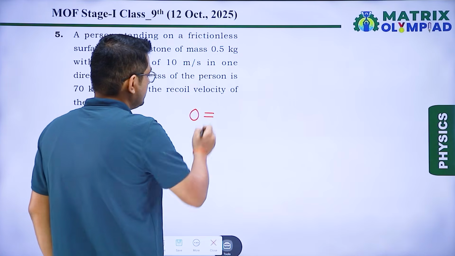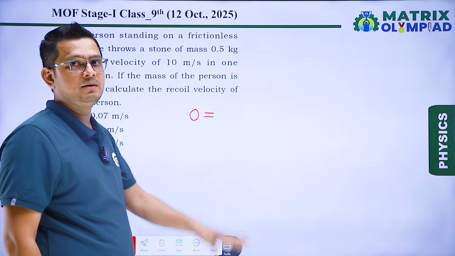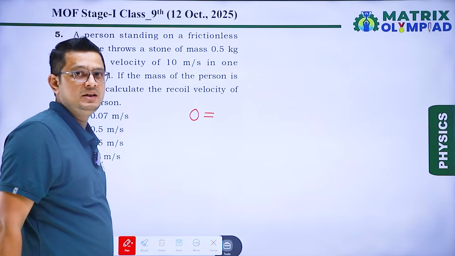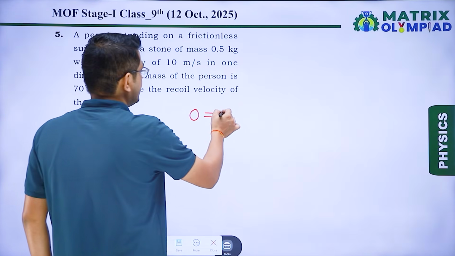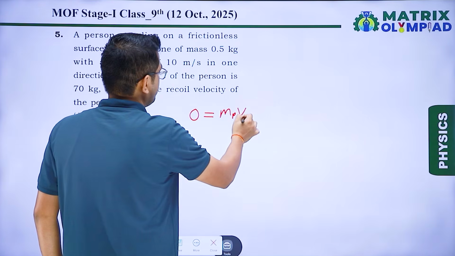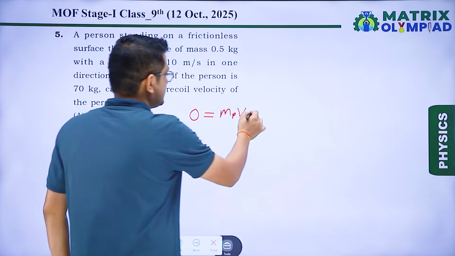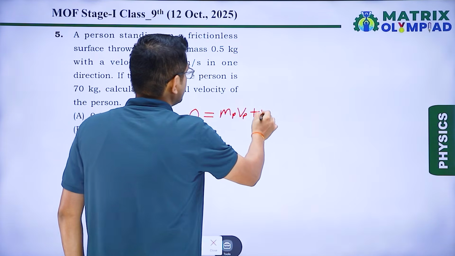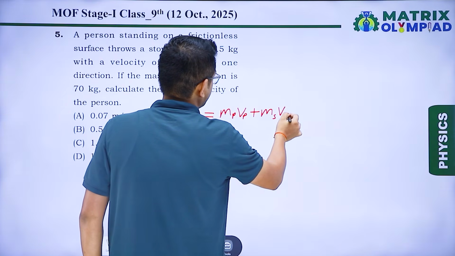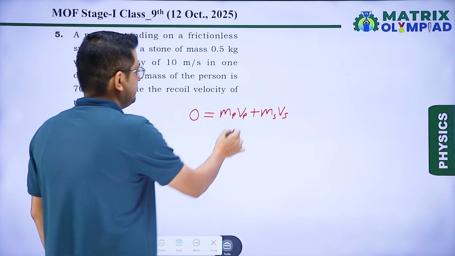According to conservation law, the initial momentum will be equal to the final momentum when the stone is thrown. As we know, momentum means mass into velocity. Let's say the mass of the person is mp and the recoil velocity of the person is vp, and the mass of the stone is ms. Let's say the velocity of the stone is vs. We have to find vp.